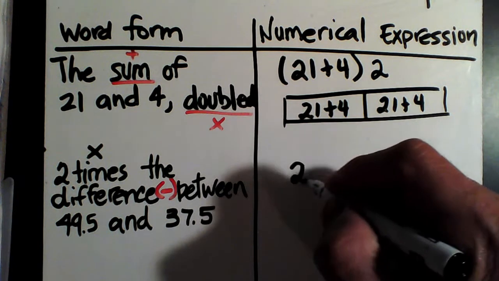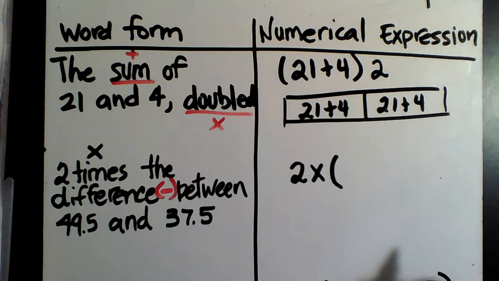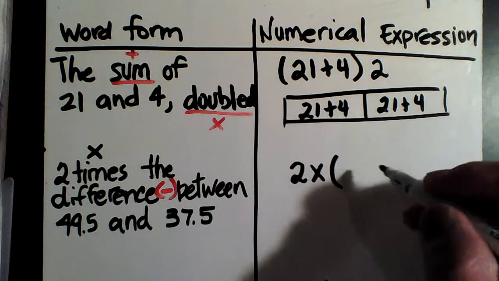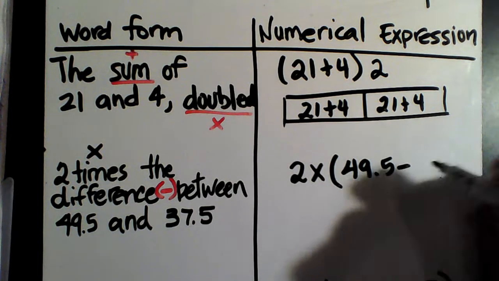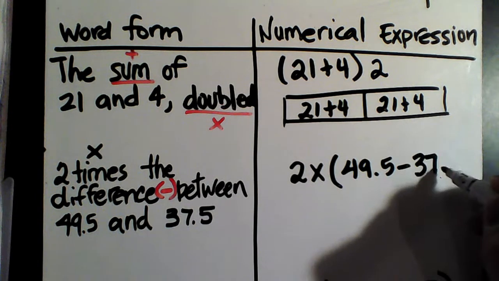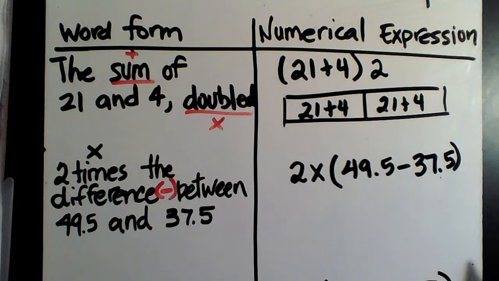It says 2 times the difference. So I'm going to write the difference in parentheses. And the difference is going to be between 49.5 minus 37.5. So the answer of this will be the difference.